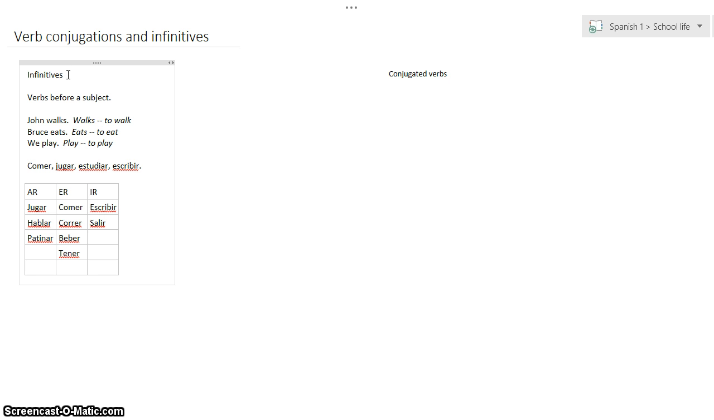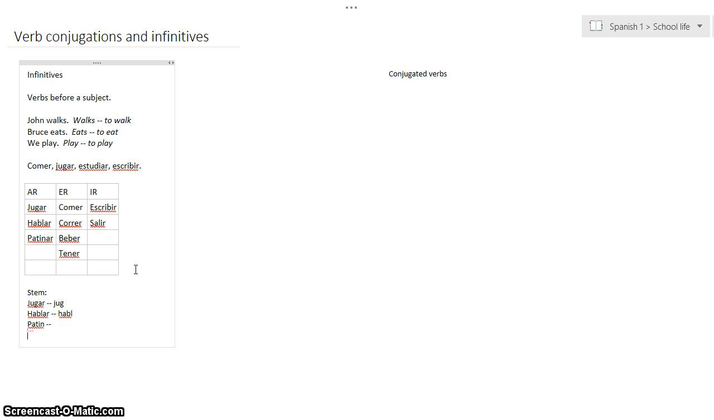So what happens when you take off the AR, ER, IR endings in Spanish? Well, what happens is you're left with something called the stem of the verb. So let's take a look at the stems for each of these verbs. So we have jugar. If we take off the AR ending, we're left with the stem, jug. If we take off the ending from hablar, we're left with habl. If we take off the AR ending from patinar, we're left with patin.